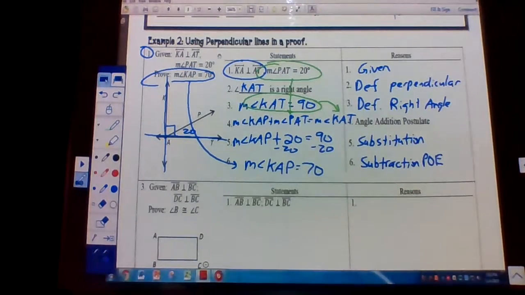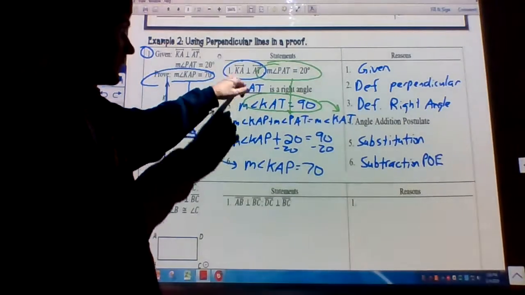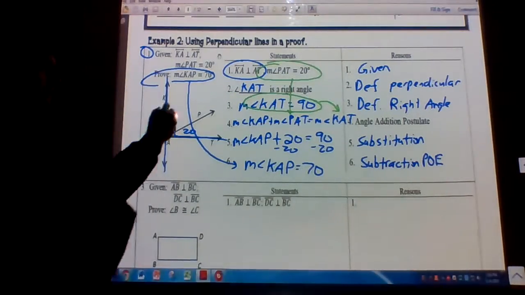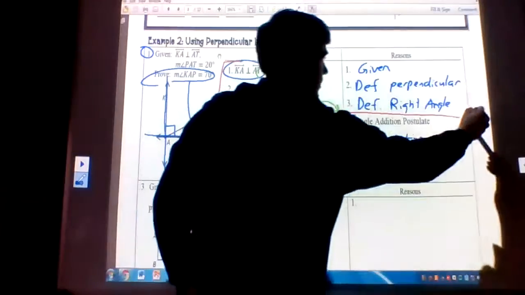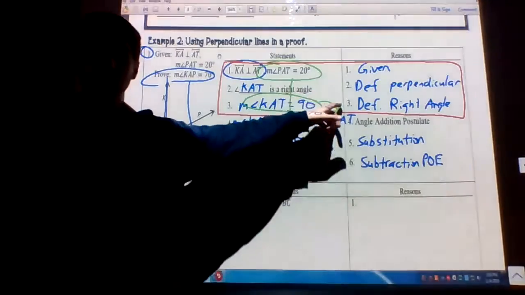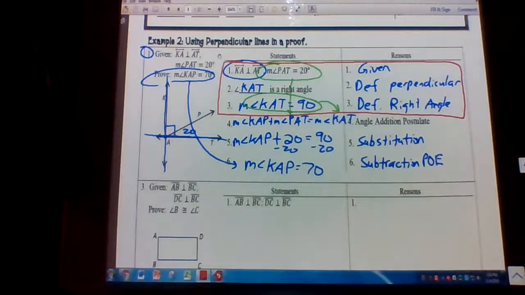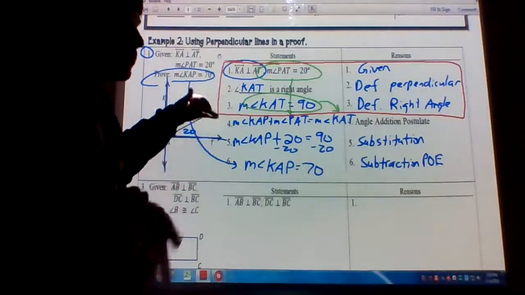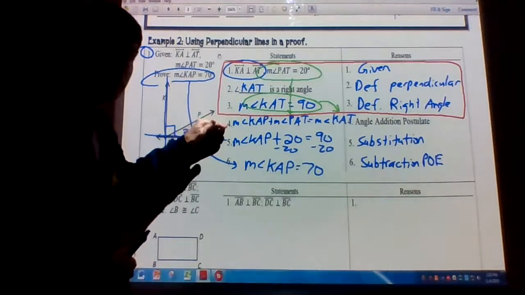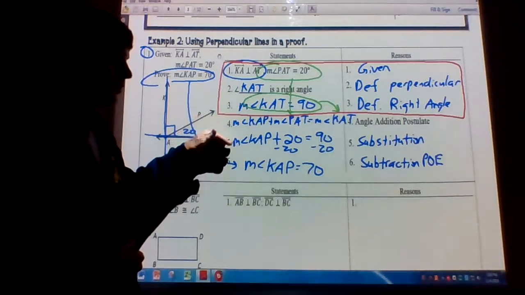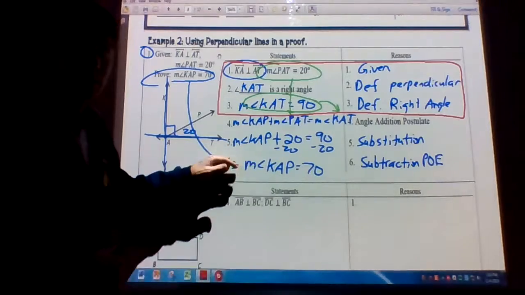So we're good. We started by using the fact that we had perpendicular lines to show we had a right angle. Once we had a right angle, we knew the measure of that angle was equal to 90, because right angles are angles whose measures equal 90. These three steps should be automatic when you have perpendicular lines. Then we were trying to show that the measure of angle KAP is 70, so we needed an equation. We used the angle addition postulate to give us an equation, substituted in what we know, subtracted 20 from both sides, and solved.